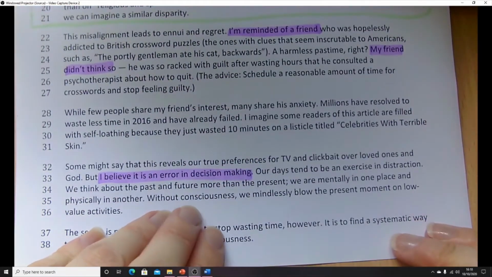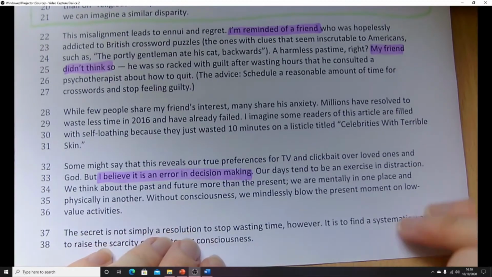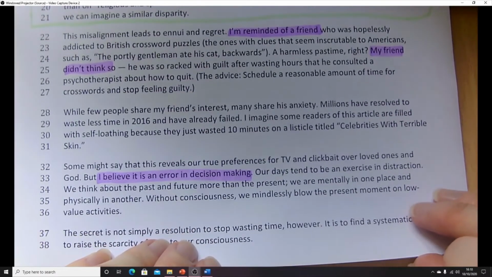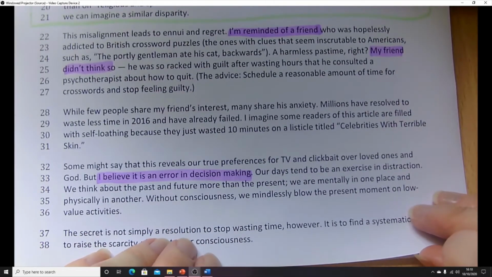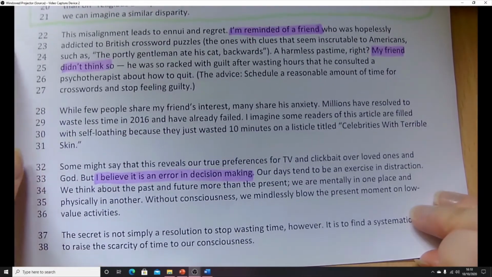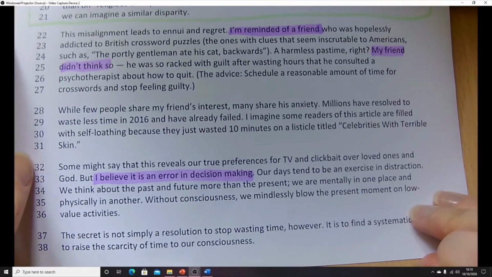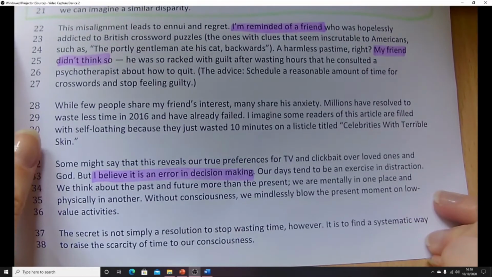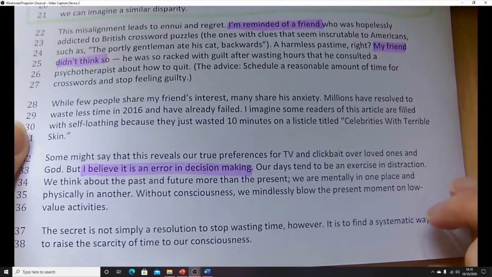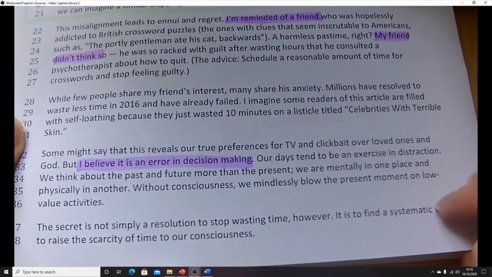Our days tend to be an exercise in distraction. We think about the past and future more than the present. We are mentally in one place and physically in another. Without consciousness, we mindlessly blow the present moment on low-value activities. The secret is not simply a resolution to stop wasting time, however. It is to find a systematic way to raise the scarcity of our time to our consciousness.